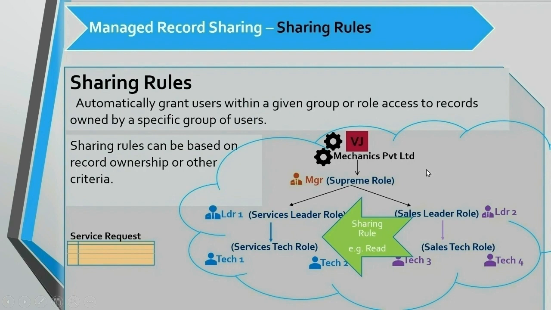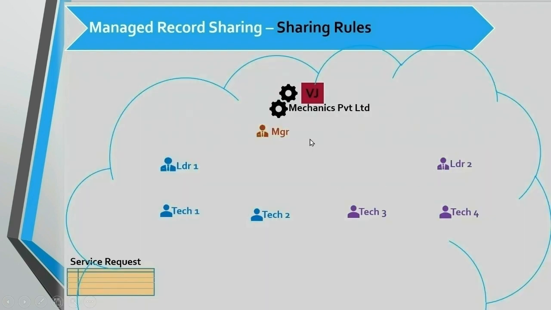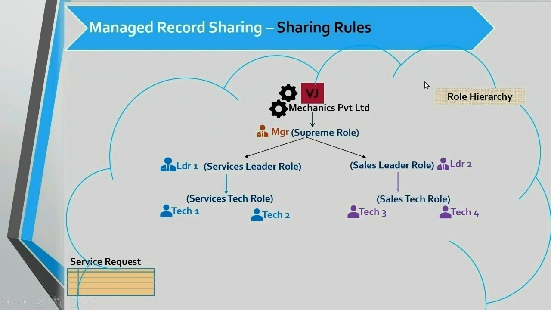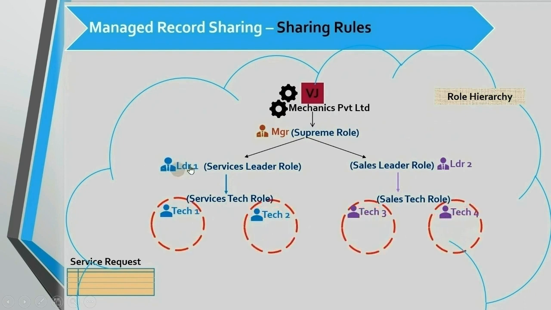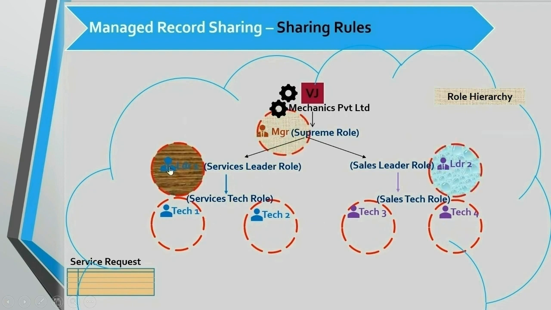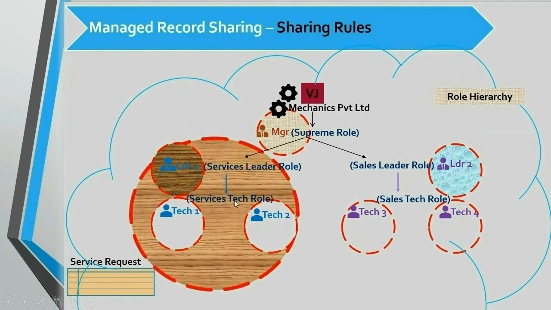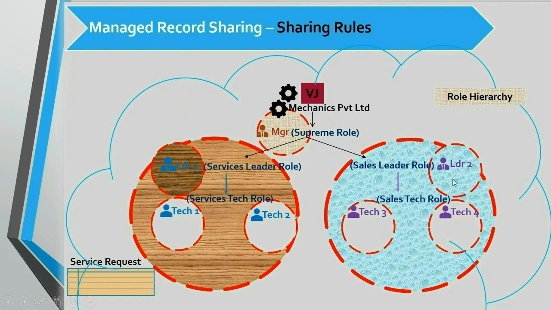Let's deep dive into the sharing rule technique. The role hierarchy is as follows. Once we have this role hierarchy, we have seen the behavior of the record accesses. For example, each user has created one record, and now leader 1 would have access to the records created by its subordinates also. The same way, leader 2 would have access to the records created by its subordinates also.